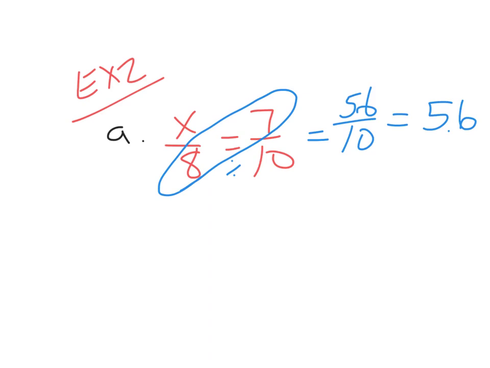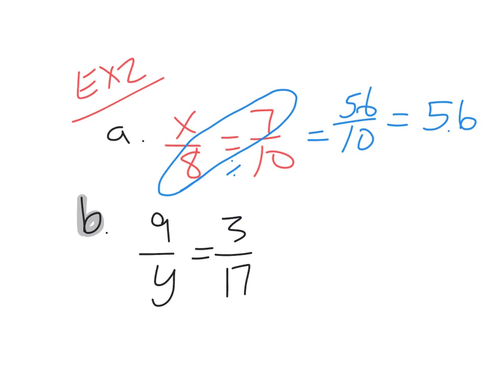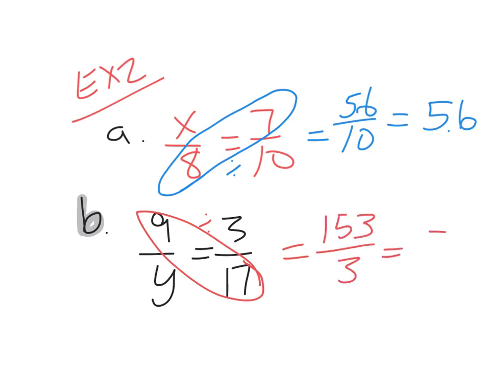Okay, for B, that looks cool. We have 9 over y equals 3 over 17. What am I multiplying? 17 and 9. Yep, 9 and 17, and then dividing it by 3. What's 9 times 17? 153. Divided by 3 is 51. So y equals 51.